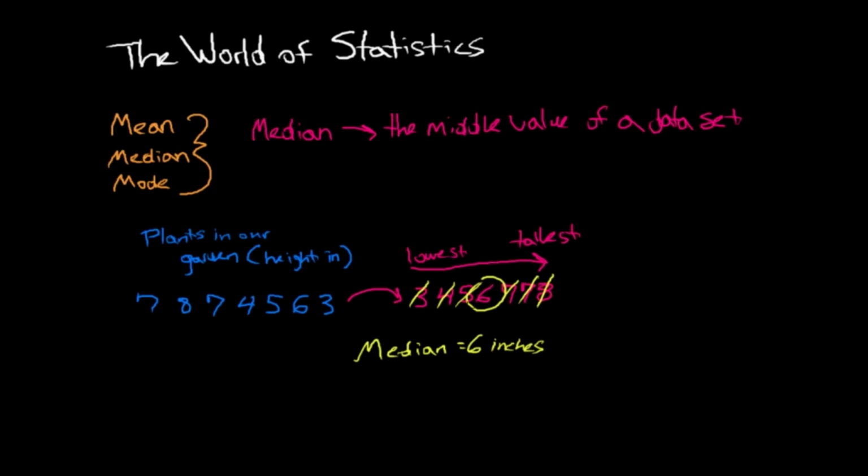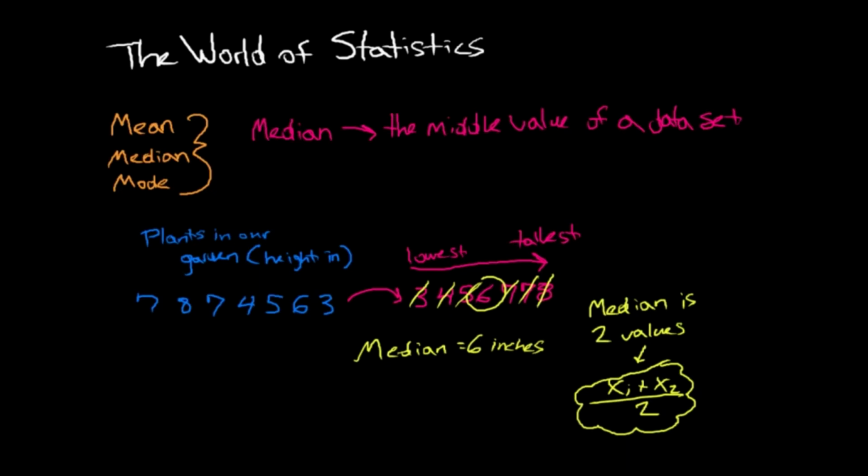Now if there were two values in the middle, say a 5 and a 6, in order to find the median, you add these two together and divide by 2. If the median is two values, you simply add x1 plus x2 and divide by 2, and this would give you the median value. That little formula would apply if there were two numbers in the middle. So that's how you find the median for this specific data set.